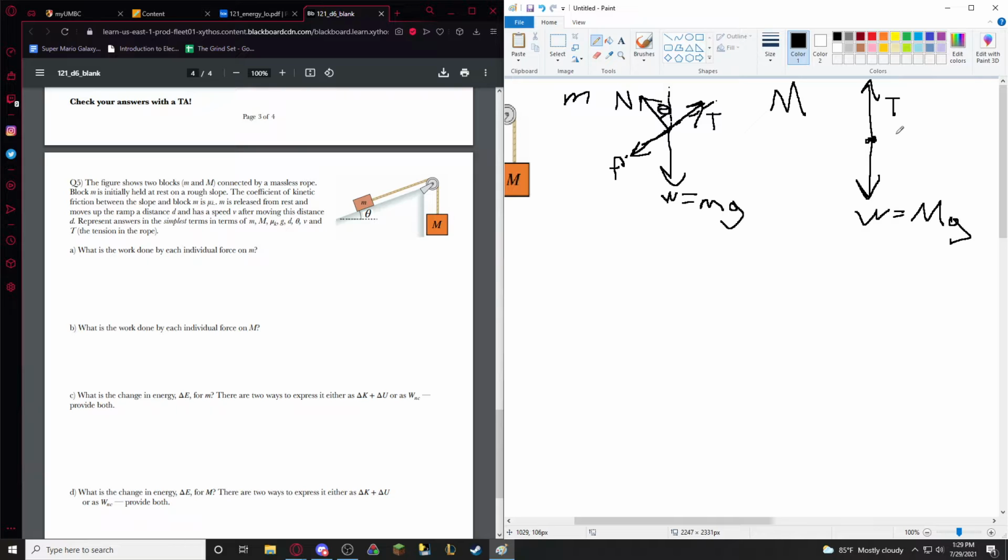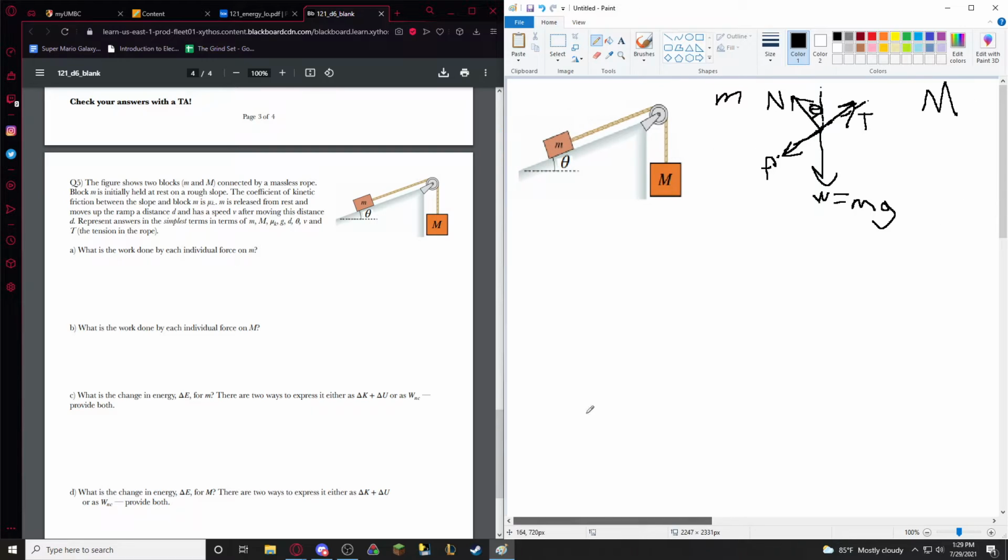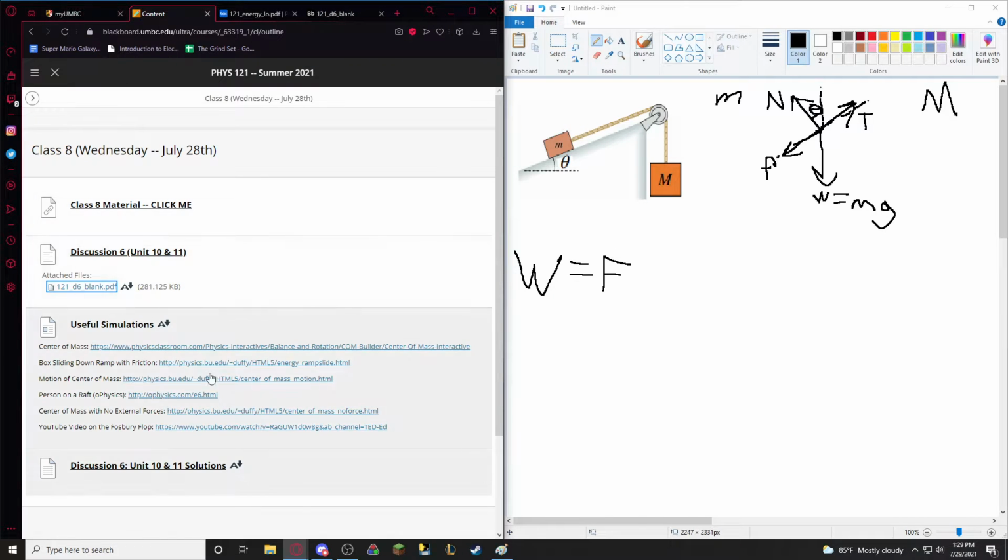So, first thing you want to know is, what is the work done by each individual force on M? So, what is work? Work is the force over a distance. Mm-hmm. Force put on an object over a distance. Exactly. So we have work is equal to the force on an object.